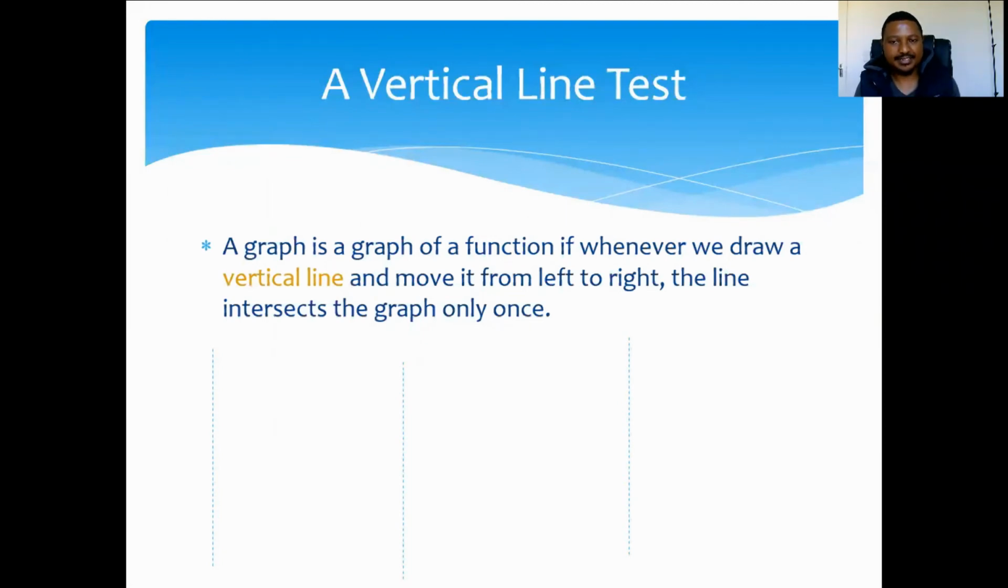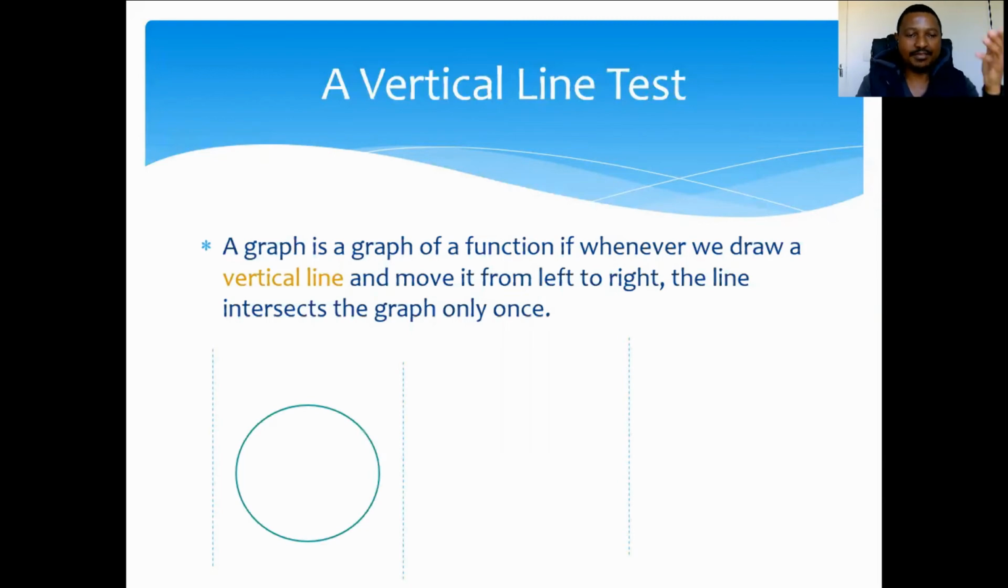Do you understand this, learners? Let's go over it once more. A graph is a graph of a function if whenever we draw a vertical line and move it from left to right, the line intersects the graph only once. Let's look at these examples to make sure that we fully understand what is being said in the statement.